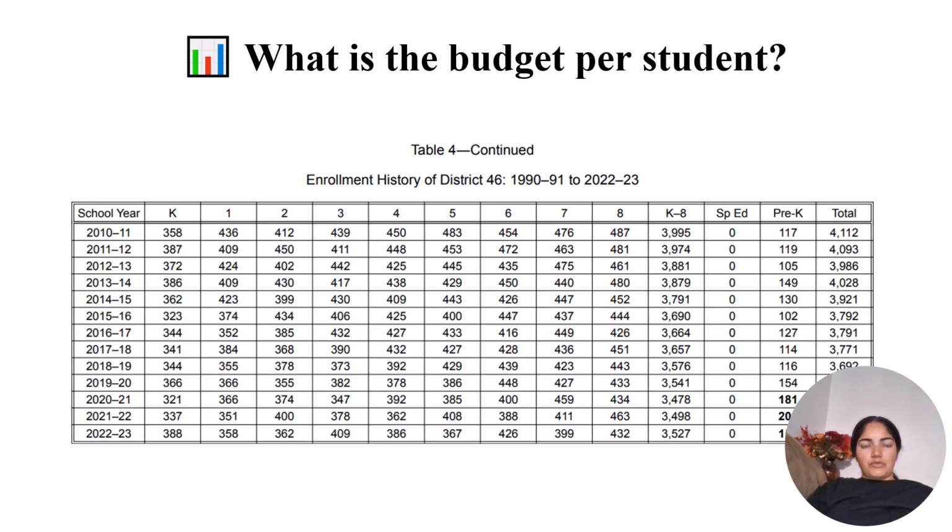What is the budget per student? This is a table that I was able to find through my district, Grayslake District 46, about the enrollment history, how many students are enrolled. The most up-to-date number they have for total enrollment was the 22 through 23 fiscal year, which I have circled here. 3,677 was the student enrollment.